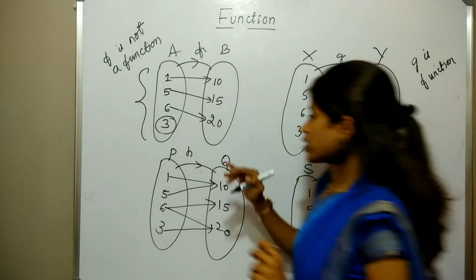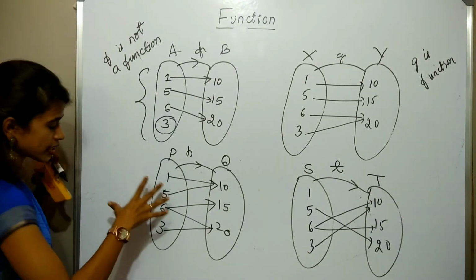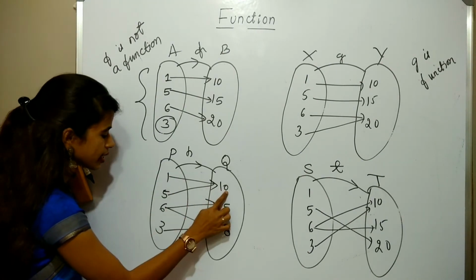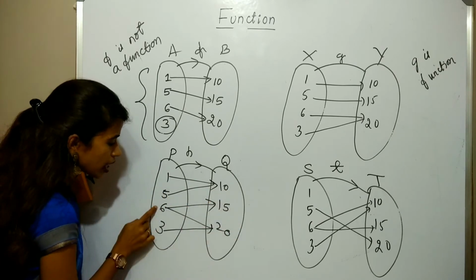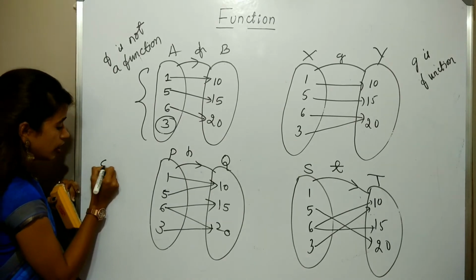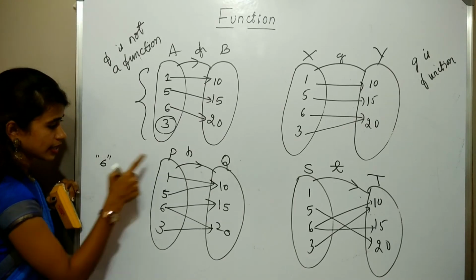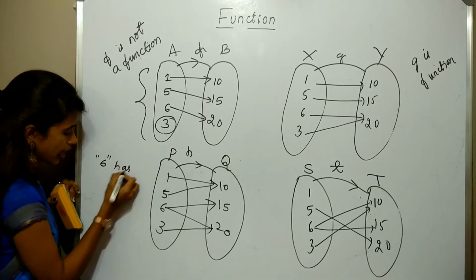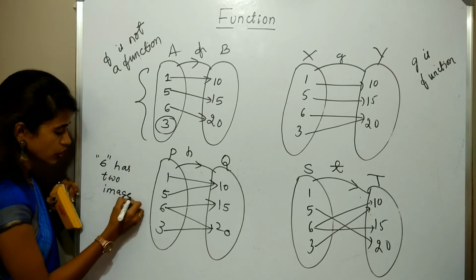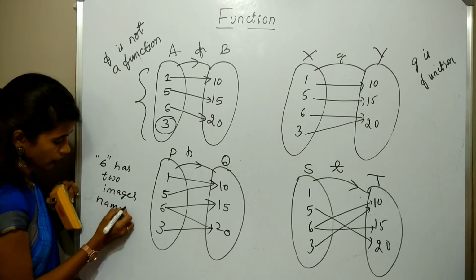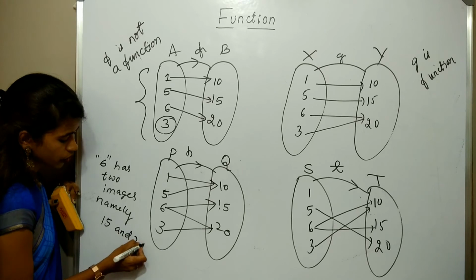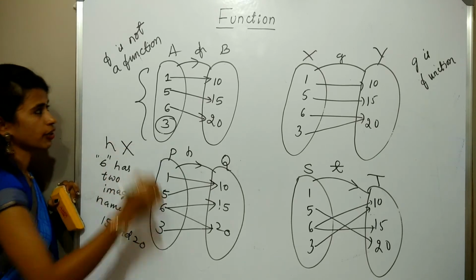Now for H, let us check whether it is a function or not. Here 1 maps to 10. That is, the image of 1 is 10, the image of 5 is 10. The image of 6 is 15, the image of 6 is 20. That is, the element 6 in the set P has 2 images, not one and only one. What are those? 15 and 20. So therefore, H is not a function.